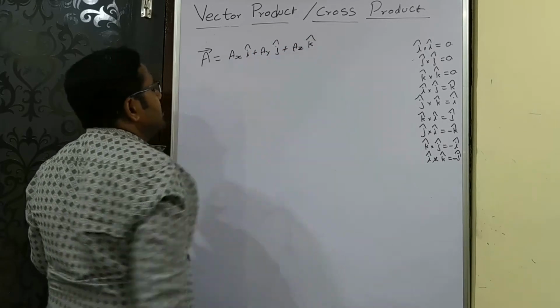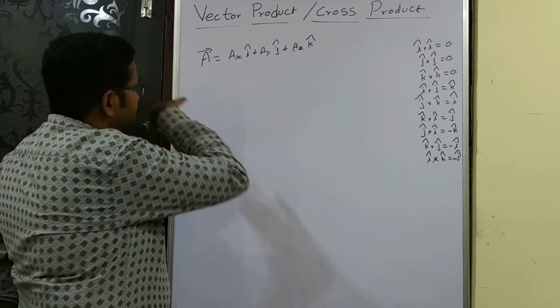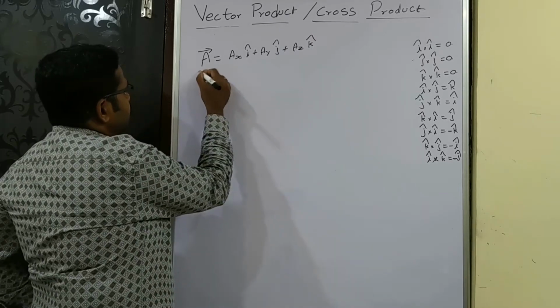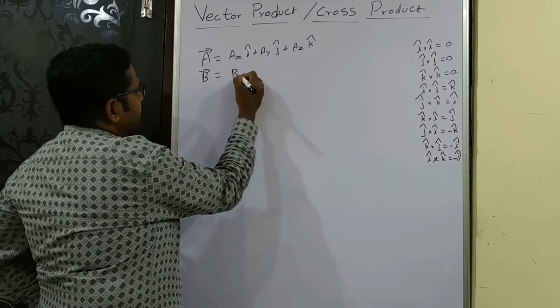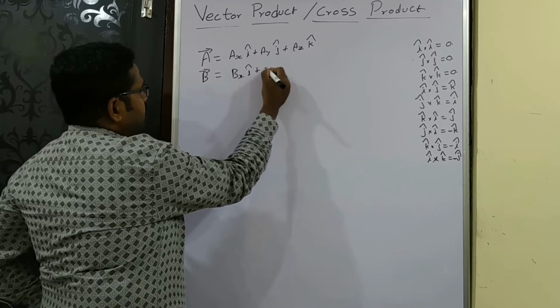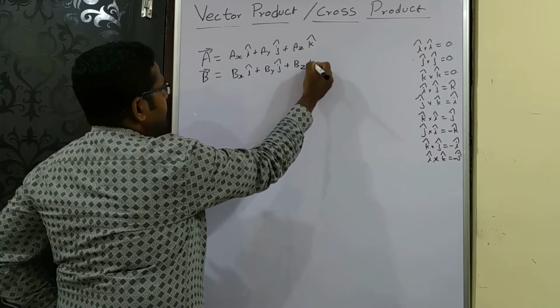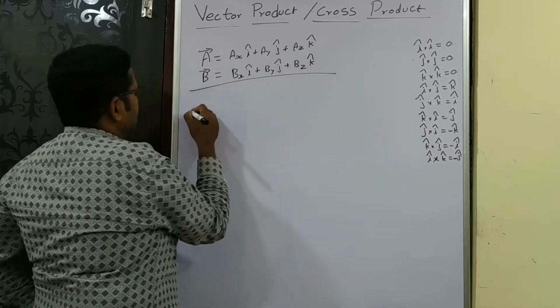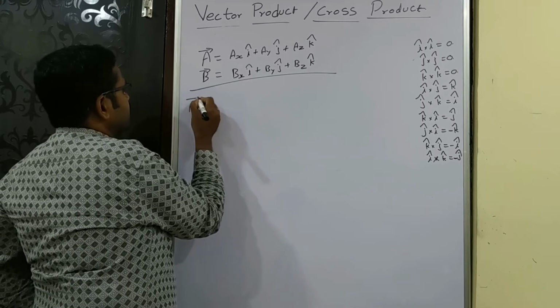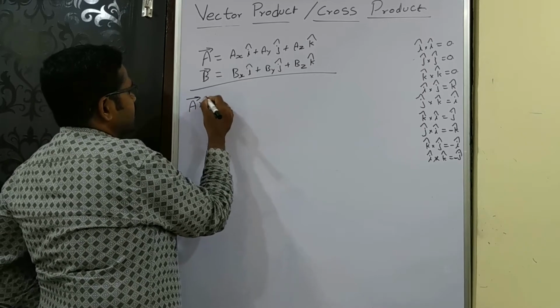This you have learnt in resolution of vectors, that is our third video. How much is vector B? You can represent this as Bx I cap plus By J cap plus Bz K cap. Now let us multiply, cross product, vector A cross vector B.